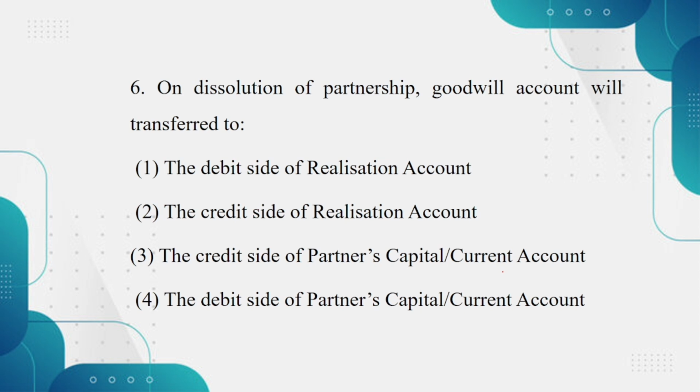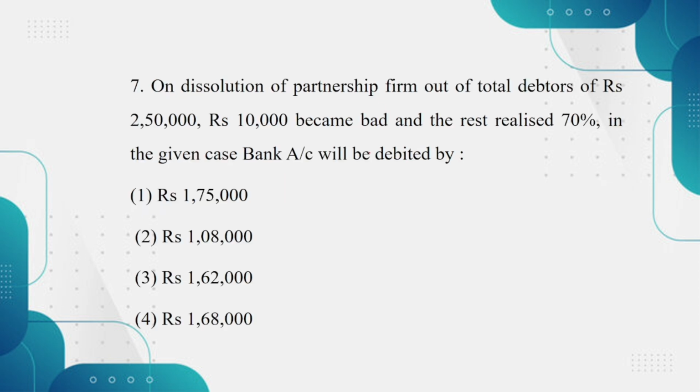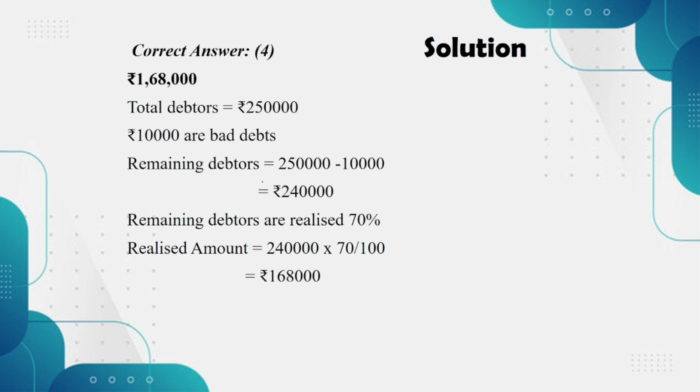Sixth question, on dissolution of partnership, goodwill account will be transferred to, you know very well, the debit side of realization. You know very well, it's only a transfer. If anything is mentioned regarding realization, then only intangible assets are realized. On dissolution of partnership firm, out of the total debtors of rupees 2,50,000, 10,000 become bad and the rest realized 70%. So it is very simple. 2,50,000 minus 10,000, we get 2,40,000 as the amount of debtors, into 70 by 100. So the answer is 1,68,000. The correct answer is 4, 1,68,000.